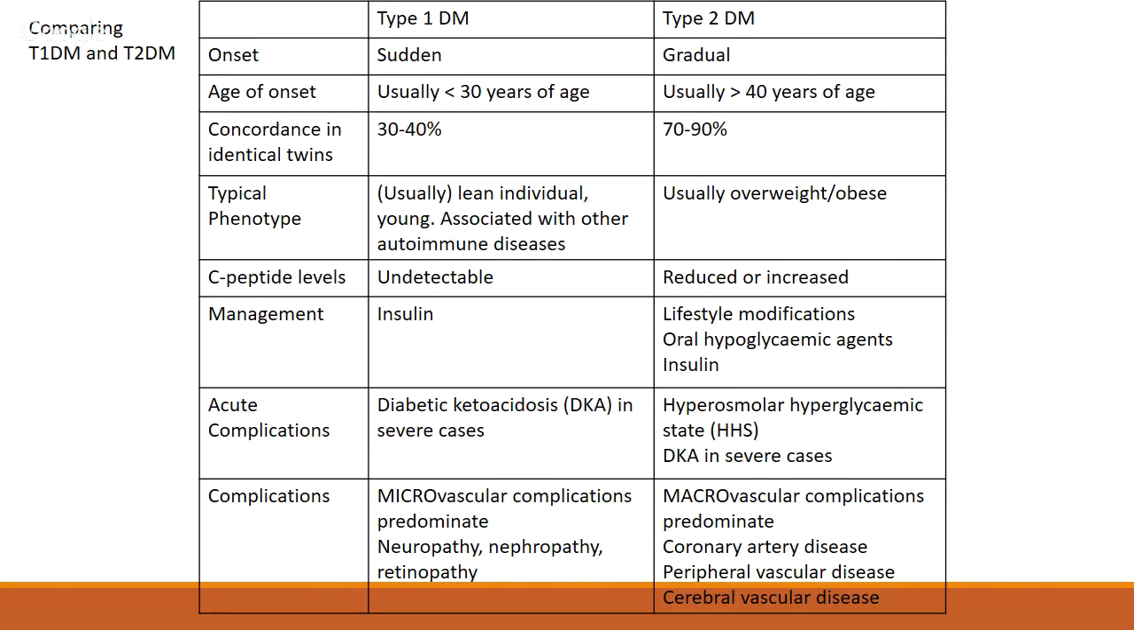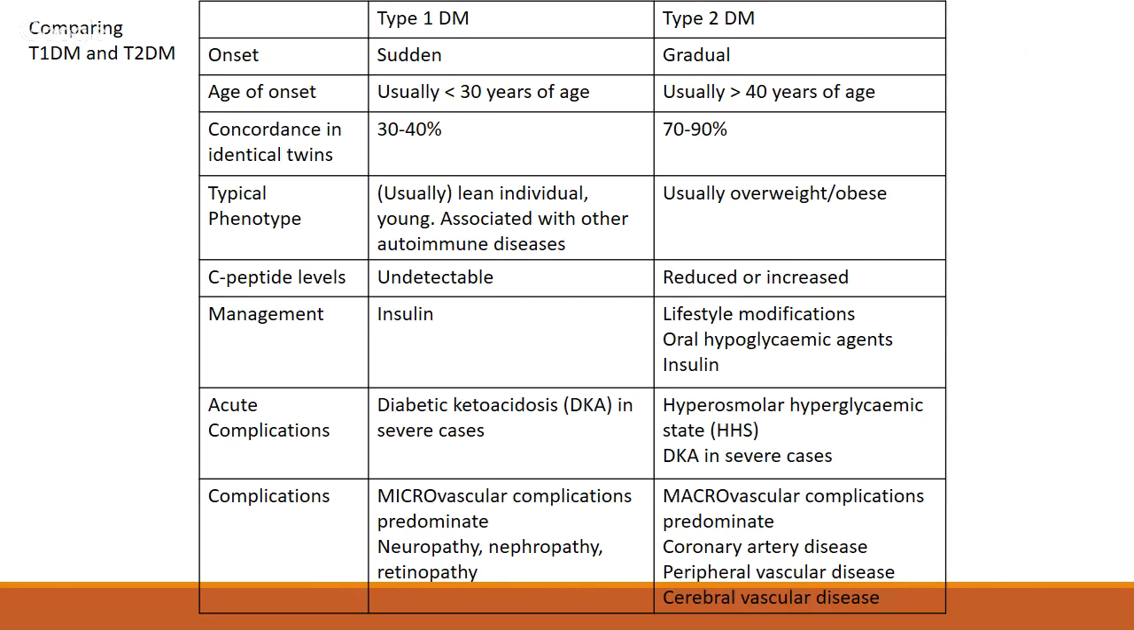Okay, so this is a summary table comparing type 1 and type 2 diabetes. The main things to know are the onset. Type 1 occurs suddenly, as opposed to type 2, which occurs gradually, because in type 1, you only get symptoms when you have lost more than 80% of your pancreatic beta cells. Age of onset is generally younger in type 1.